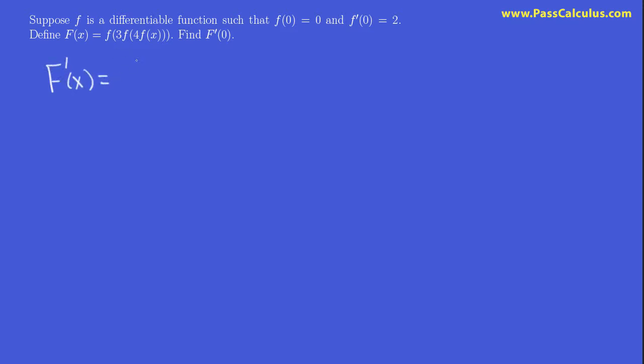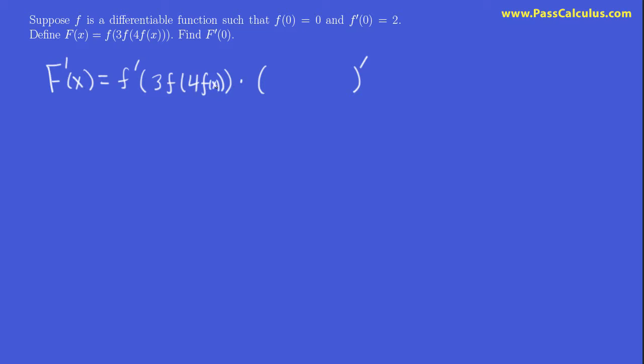Well, as usual, we work our way from the outside to the inside. So right now, I see this function f on the outside. So it's going to be f prime of everything inside there multiplied by the derivative of everything that's inside there. And what is that stuff? Well, it's 3 times f at 4 times f of x.